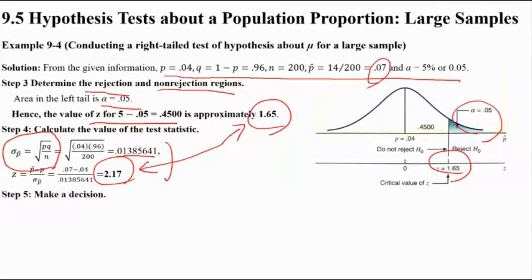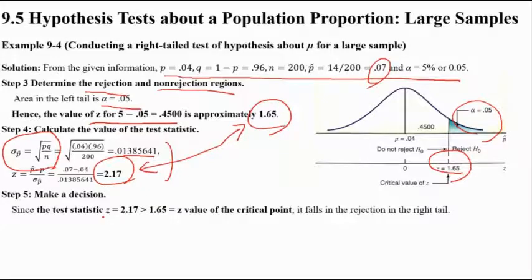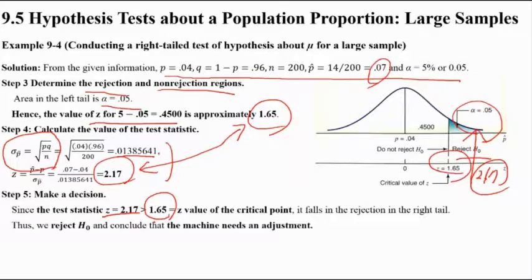So the decision: the Z value 2.17 is greater than 1.65, which means it falls in the rejection area. So we reject the null hypothesis. The machine needs adjustment. Okay, so how about the p value? Using the p value.